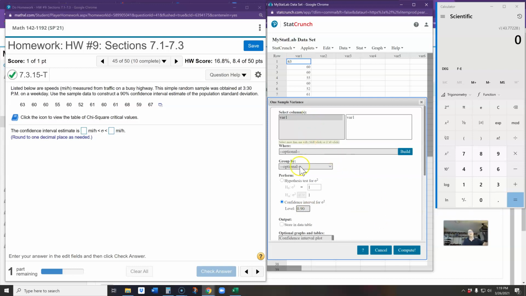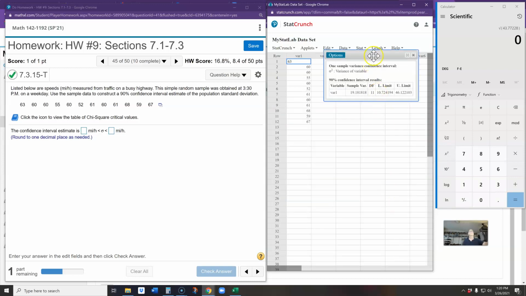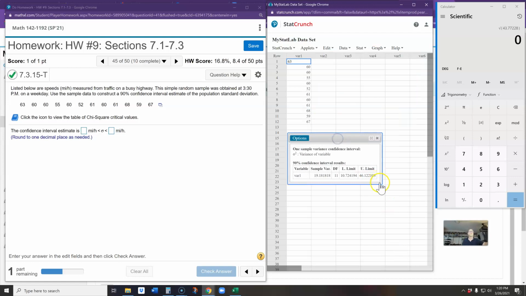So I just picked the column, I selected confidence interval, and I put in the level of confidence I want, and I hit compute. And I get the box very similar to what we got for the proportion and mean estimates. And it says variable 1, and it has the degrees of freedom is 11, because there were 12 pieces of data, as we can see in our little list here, and it gives a lower and upper limit for our confidence level. But we have to be careful here.